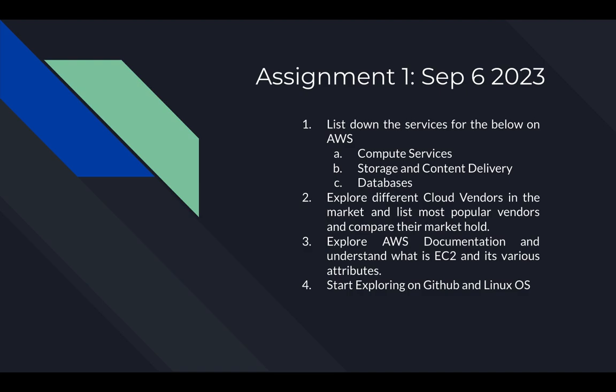Uploading to GitHub and using Git, I'll give an overview as a separate session. But for now, just forget about how you're going to do it on GitHub. Just come up with the solution for the assignment, for example, list down the basic services and explore cloud vendors. Place whatever your understanding is there, explore the AWS documentation, and place the attributes or features you found, and start exploring GitHub and Linux OS.